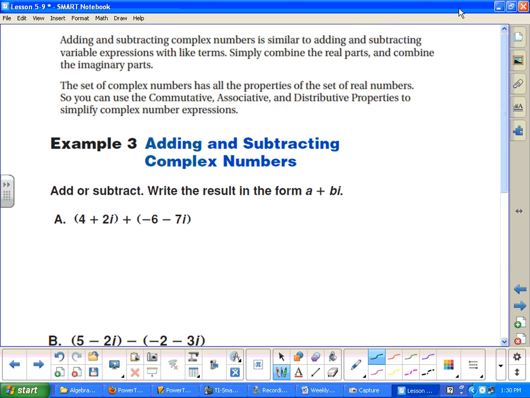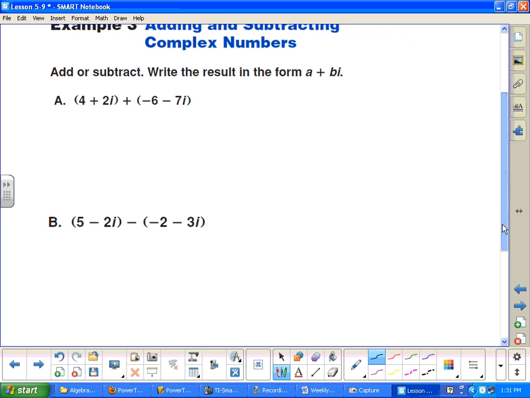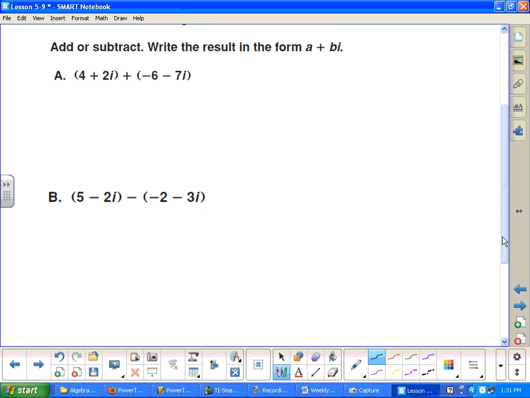Okay, adding and subtracting complex numbers. You guys have added and subtracted polynomials, right? 4x plus 3 plus 3x plus 7. You guys have done lots of them. That's all this is. If you're adding and subtracting with complex numbers, we just use the same rules we would as if it was an x there. So if we're adding, we drop the parentheses and add the like terms.